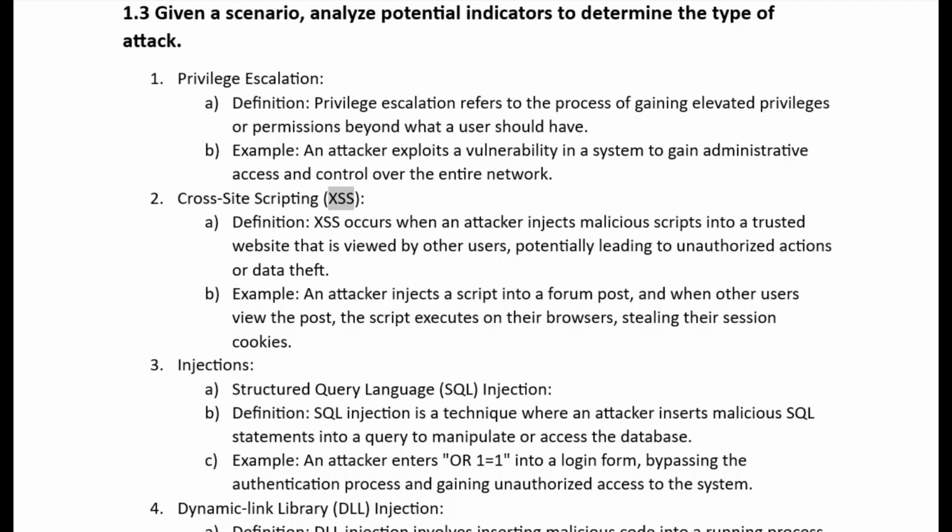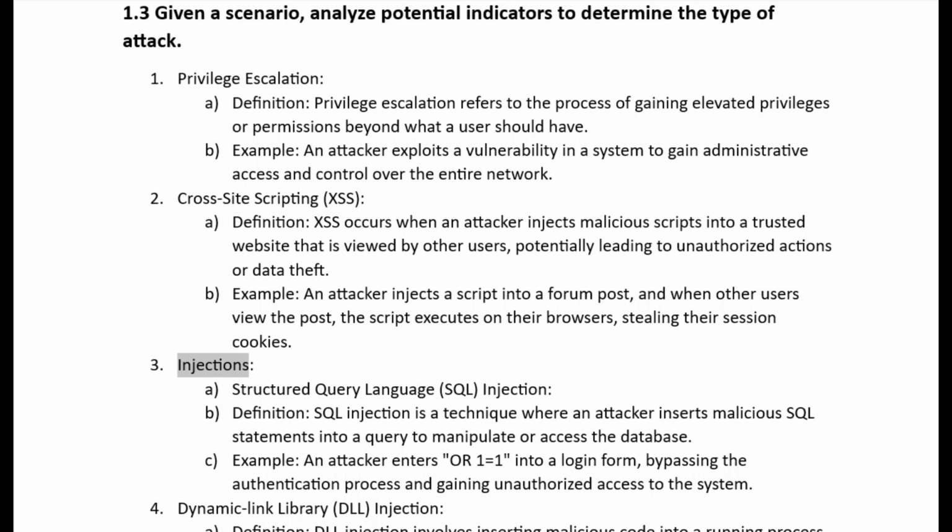Cross-site scripting, XSS. Definition: XSS occurs when an attacker injects malicious scripts into a trusted website that is viewed by other users, potentially leading to unauthorized actions or data theft. Example, an attacker injects a script into a forum post, and when other users view the post, the script executes on their browsers, stealing their session cookies.